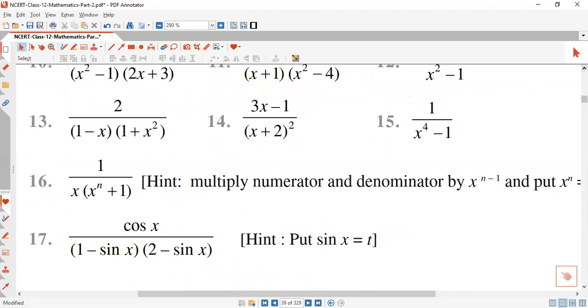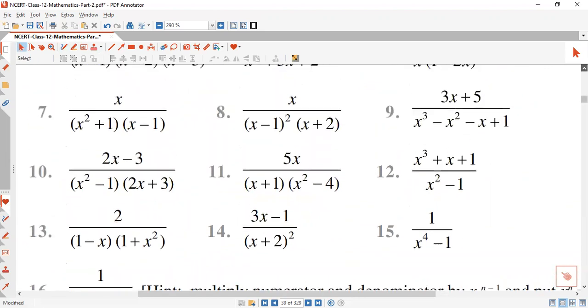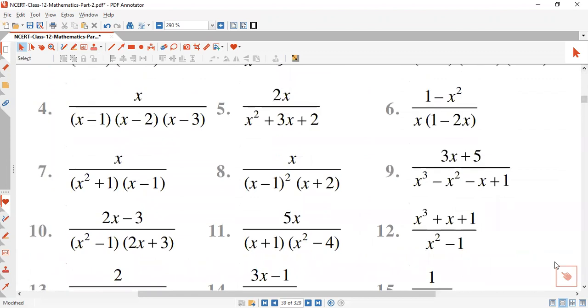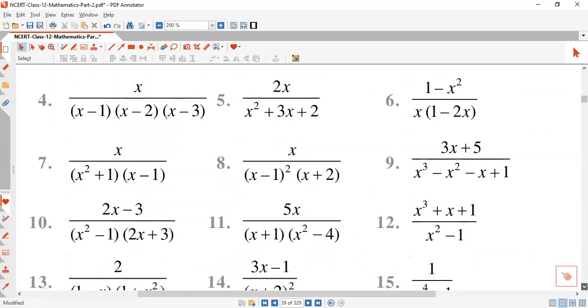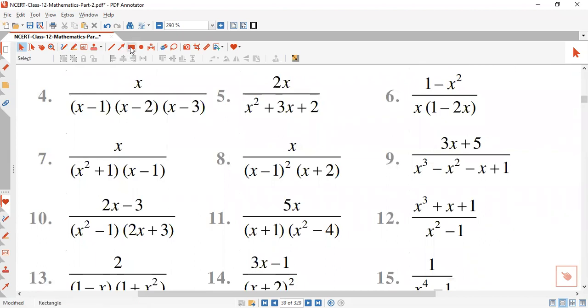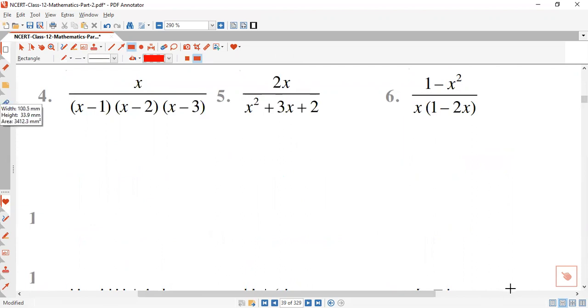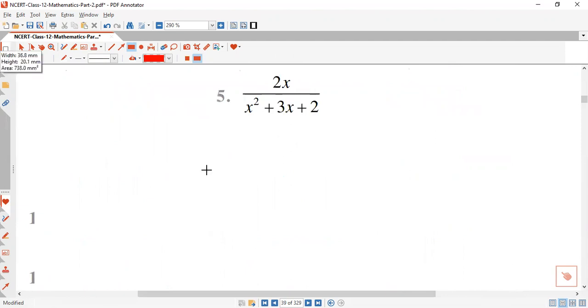So now we do question number 5. This question number 5, 2x. We want to do the integration of this part. 2x is there, and in the denominator we have this quadratic expression.